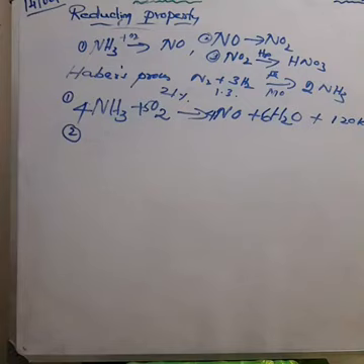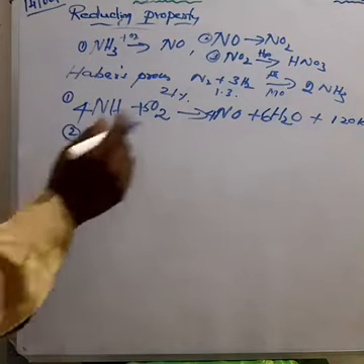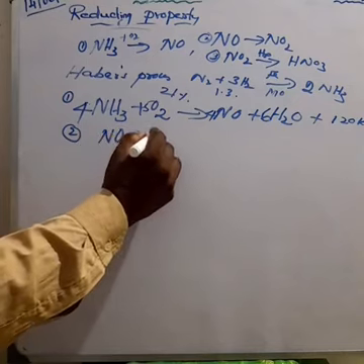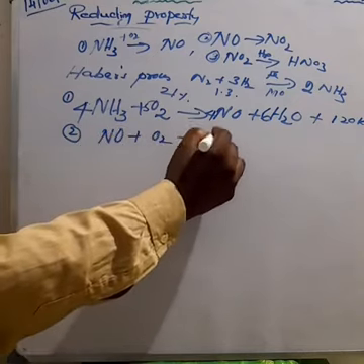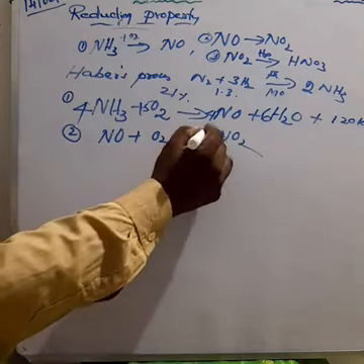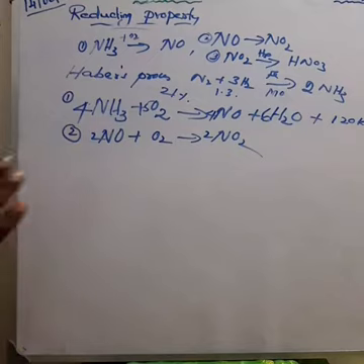What is the second step? Nitric oxide, that is NO, reacts with oxygen, we get nitrogen dioxide, NO2. Am I right? NO plus O2 gives NO2. So how to balance the equation? On the product side make it 2 NO2. On the reactant side also make it 2 NO. Now the equation is balanced. This is the second step.